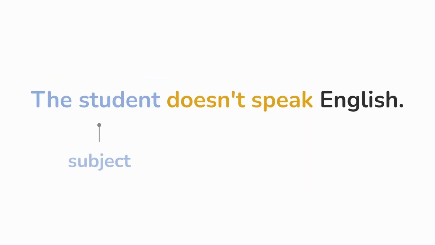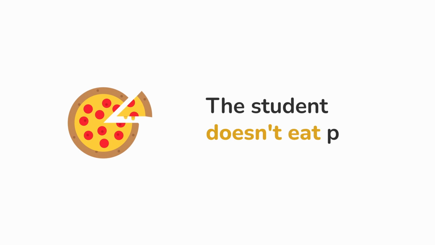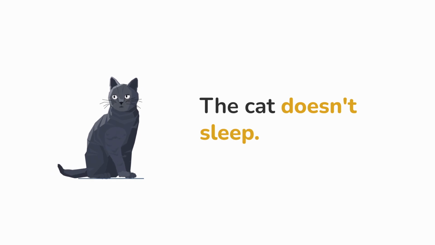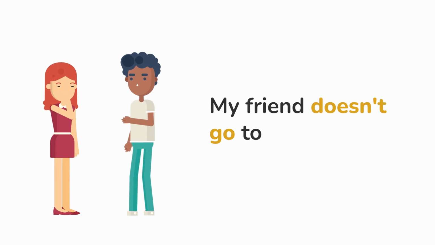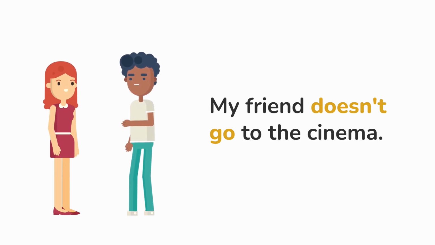We use doesn't when the subject is a singular noun. For example, the student doesn't eat pizza. The cat doesn't sleep. My friend doesn't go to the cinema.